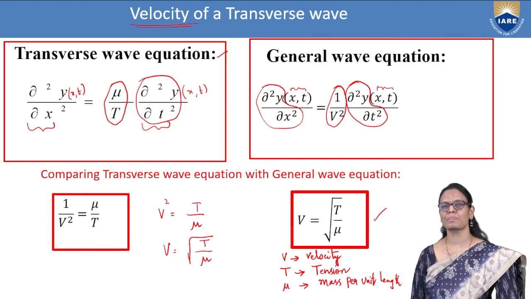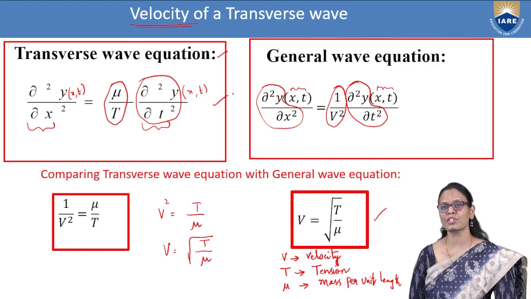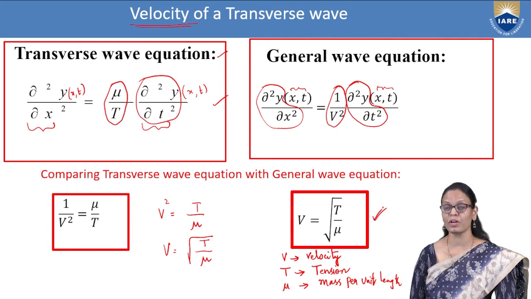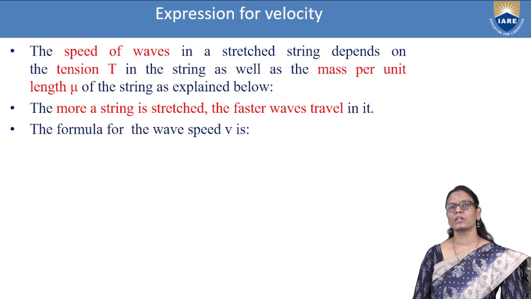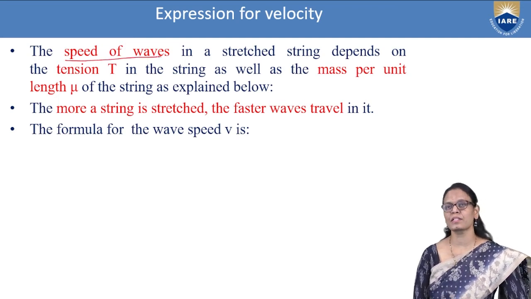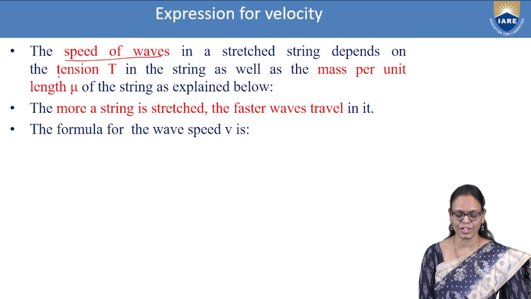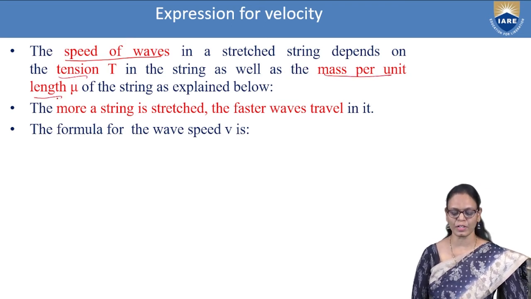Mu is mass per unit length. So we have the transverse wave equation also, and we get the expression for velocity also. Now the speed of waves in a stretched string depends upon the tension T as well as the mass per unit length of the string.